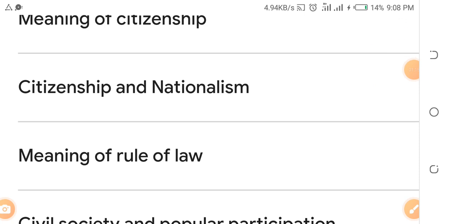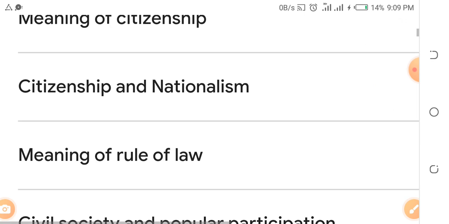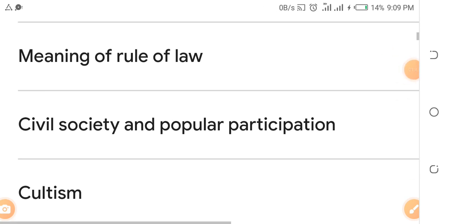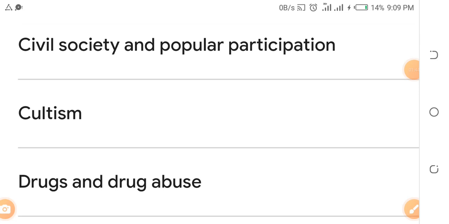Study meaning of rule of law. Study civil society and popular participation. Study cultism. These are topics that will come out.